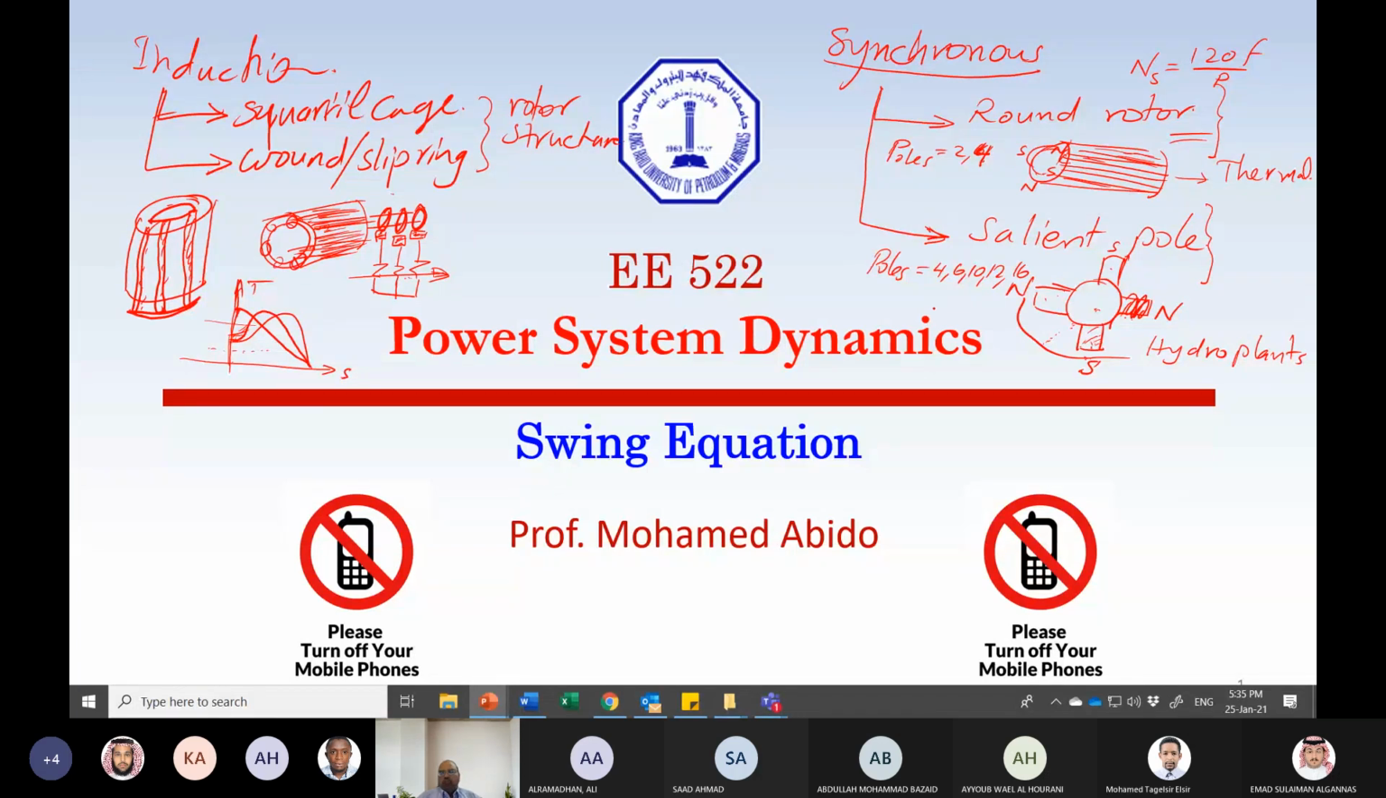Of course, the stator on both types is the same, a 3-phase winding. This is the stator. So how to calculate the electric power output of this type of synchronous machine, which is widely used here in Saudi Arabia? Of course, we don't have hydro plants, so this type is not there in Saudi Arabia. How to calculate the electric power output of this type and also of this type of machine?